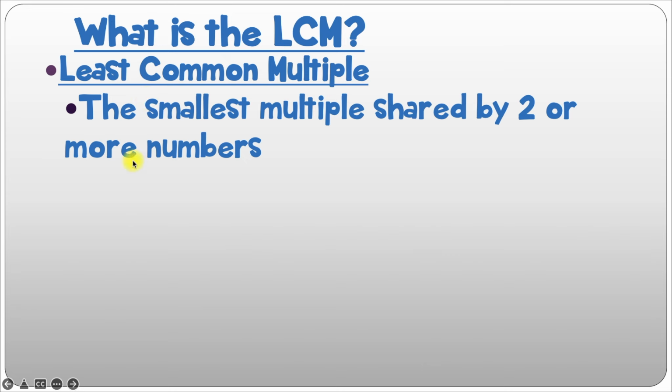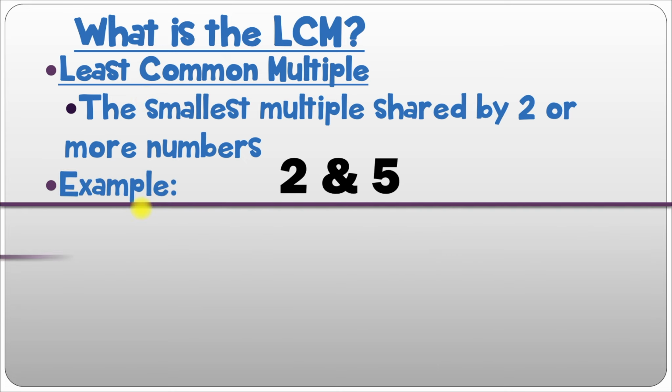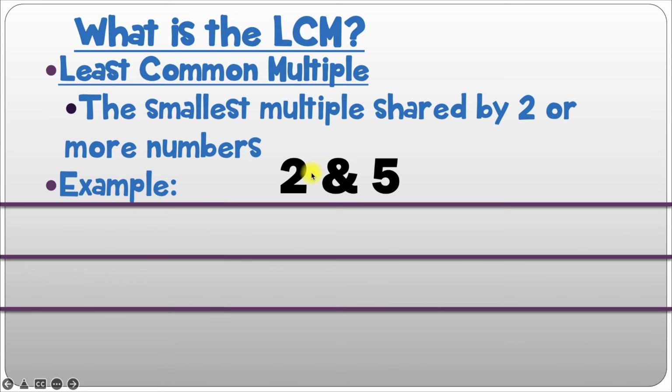So back to LCM. For example, let's say we have the numbers 2 and 5. I've set this area up so that we can clearly write the multiples for each of these values. So we'll put 2 here, and we'll put 5 here. And then we'll write all the multiples of 2. And the multiples of 2 are just the 2's times tables.